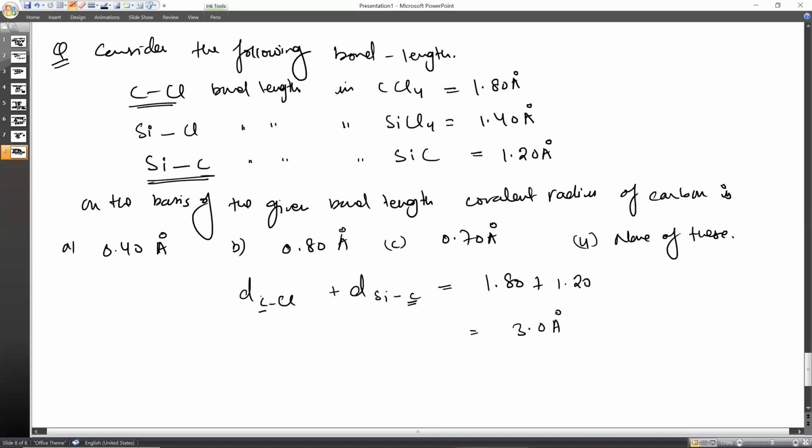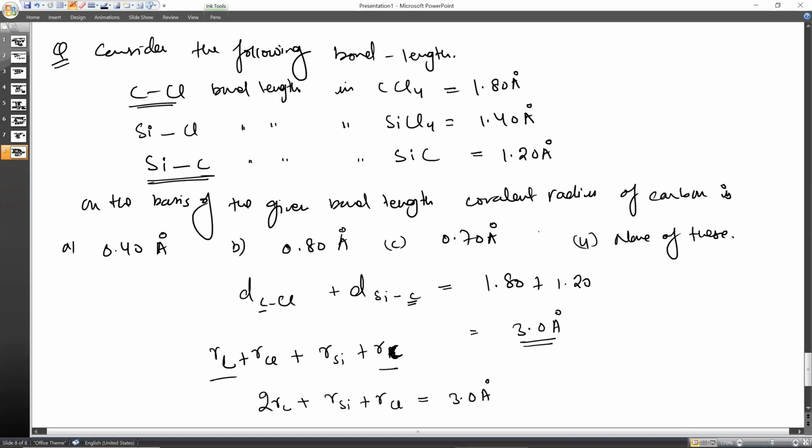And how can you write the bond length of this one? The bond length of the two heteroatoms will be equal to the radius of carbon plus radius of chlorine plus radius of silicon plus radius of carbon. Got it? So here we are going to have two times the radius of carbon. Are you getting this one? Yes. Two times the radius of carbon is equal to radius of silicon plus radius of chlorine. That will be equal to 3.20. Got it?